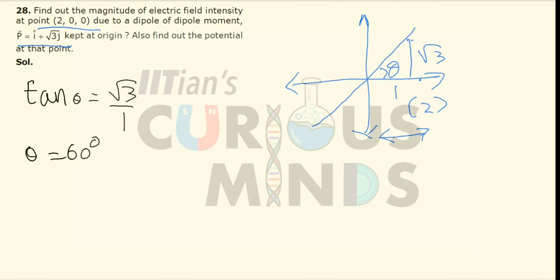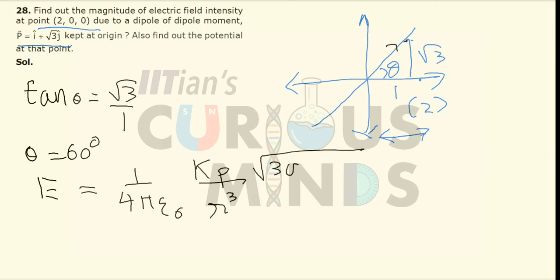So the angle made by the point with the positive or the negative pole, it does not matter, will be equal to 60 degrees. We have to first find out the electric field. Electric field has the formula 1 by 4 pi epsilon naught, which is equal to k, into kp divided by r cube into root of 3 cos square theta plus 1. This is the general formula at any angle theta made with the dipole.